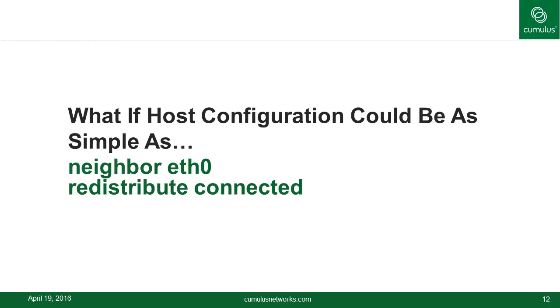Routing protocol on the host, isn't that complicated? What if the configuration could be as simple as this? You have an eth0 interface, and all you do is simply say, I want to peer with my neighbor on eth0 and just distribute my connected routes. When Docker has its connected routes and things come up and go down, all that will happen is essentially those routes get automatically advertised to the outside world and everything just works.